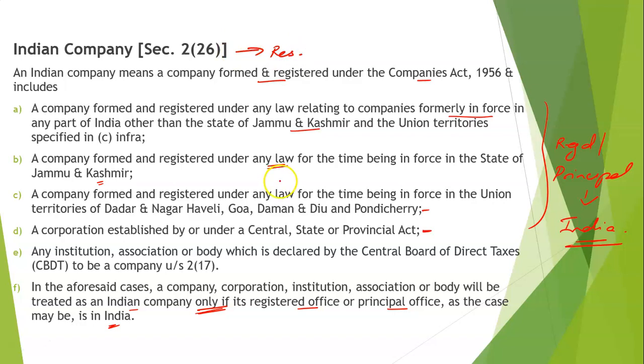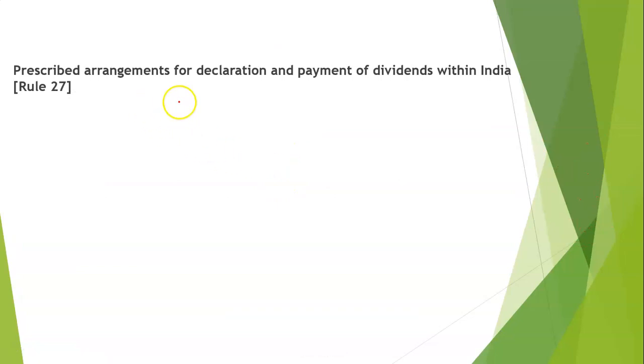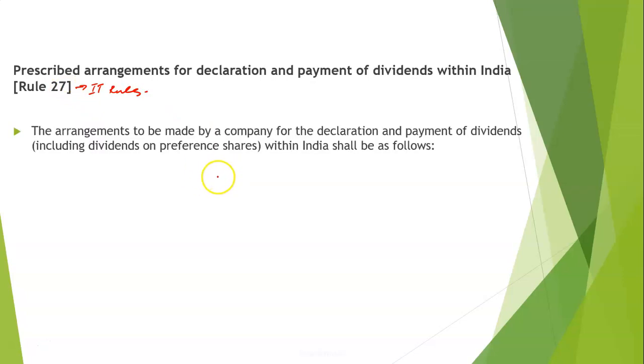The next category that we saw was a category wherein a company has made certain arrangements for declaring and payment of dividends, right? Let's check what those arrangements are. So the prescribed arrangements for declaration and payments of dividends within India is as per Rule 27 of the Income Tax Rules. So let's see what Rule 27 tells us. Rule 27 tells us that the arrangements to be made by a company for declaration and payments of dividends, including dividends on preference share within India, shall be as follows.